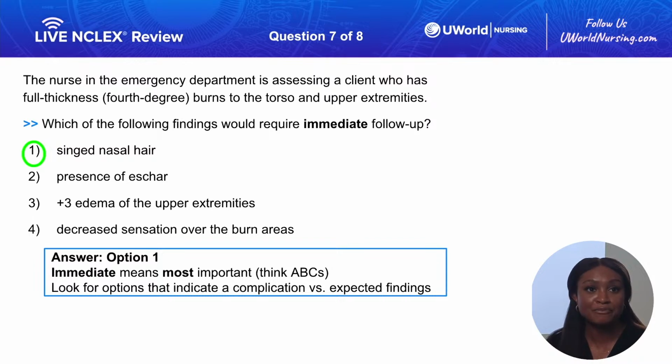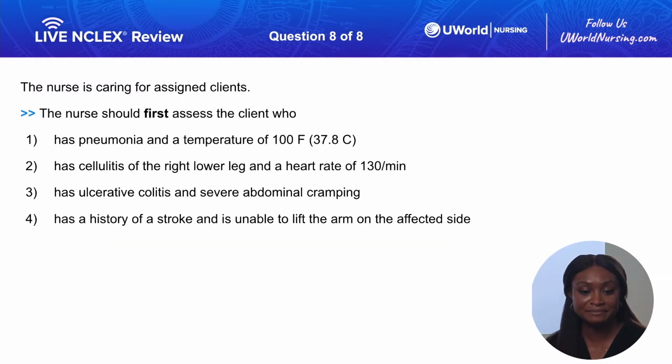The other options, 2, 3, and 4, are pretty much expected findings of someone with a 4th degree burn. You're going to have presence of eschar. You're going to have 3+ edema, that is with the third spacing that's going to happen, and we have to have that fluid resuscitation happen with them very quickly as well. And then decreased sensation over the burn areas. Your nerves are going to be damaged from that burn, so you're not going to have that sensation that you once had. Those are all expected findings of the burn. But that singed nasal hair is going to be showing us an airway and breathing problem very quickly if it's not intervened very soon. So you guys did very well on that one.